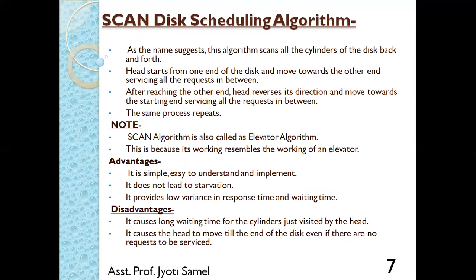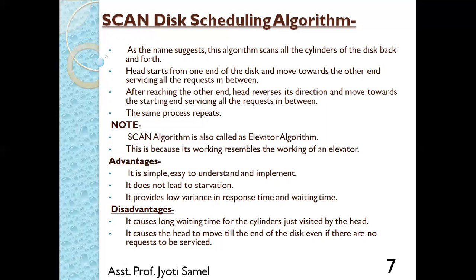As the name suggests, this algorithm scans all the cylinders of the disk back and forth. The head starts from one end of the disk and moves towards the other end, servicing all the requests in between. After reaching the other end, the head reverses its direction and moves towards the starting end, serving all the requests which are arriving in between. The same process repeats. Note, the SCAN algorithm is also known as the elevator algorithm. This is because its working resembles the working of an elevator.